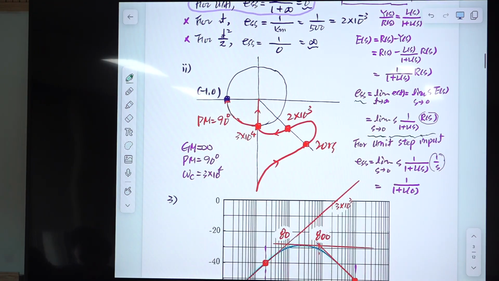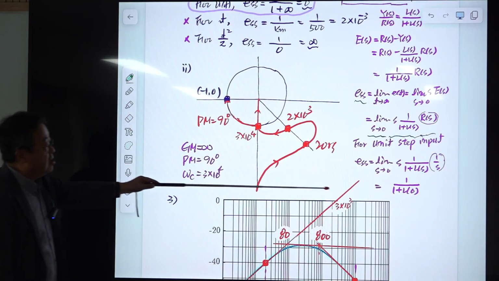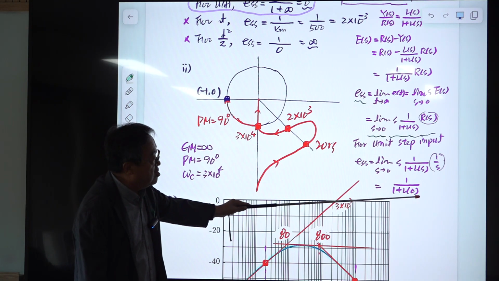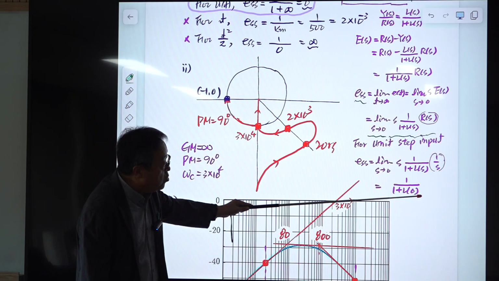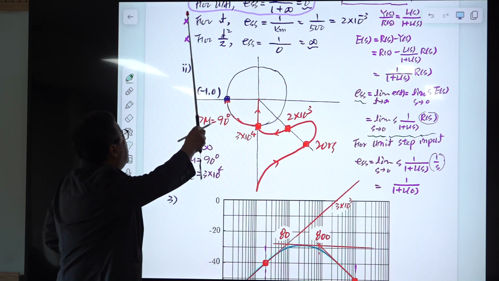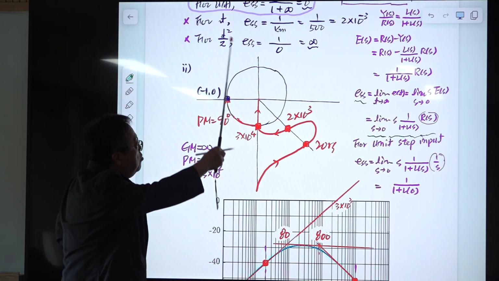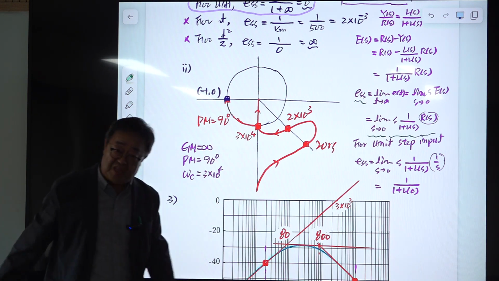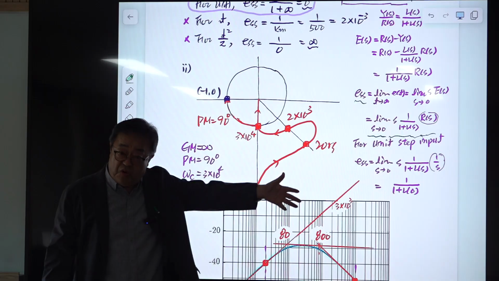Okay, for the step input unit, this one is true, and for this we have this initial -1 slope. Then this becomes what? Infinity. Then this becomes 0. All right.